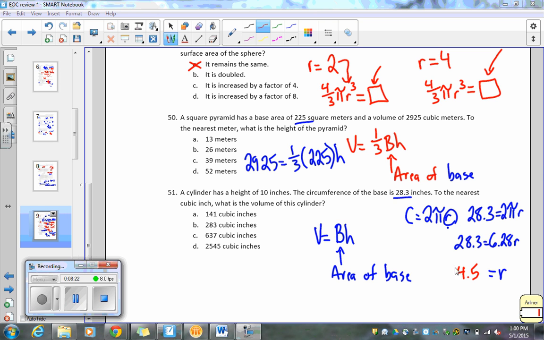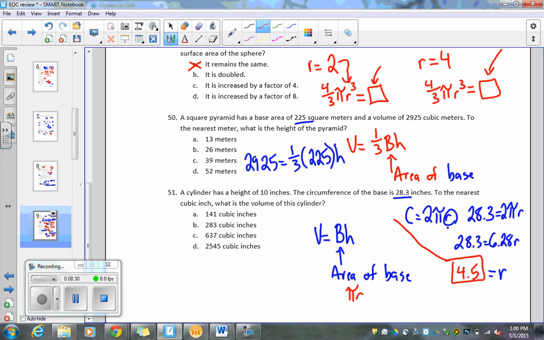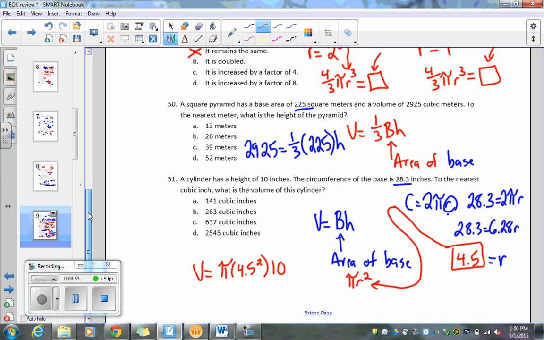So if my radius is 4.5, here we go, multi-step problem. If my radius is 4.5, I have got to figure out the area of the base, which is pi r squared. So I don't know why I wrote it up there, but anyway, we're going to multiply pi r squared, which we know r is 4.5, by our height to get our volume. So volume is equal to pi times 4.5 squared, and then times 10, which is the height. And that should give you your answer.